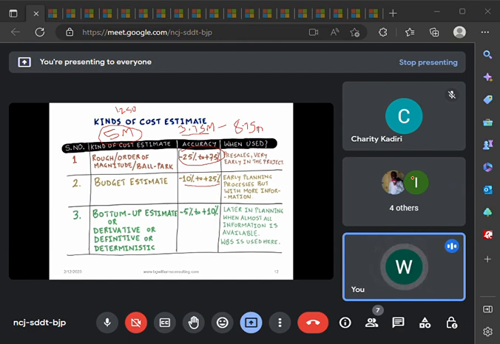You see that the magnitude, or the range or the accuracy level, reduced to -10% to +25%. Right? You see that the amount you will get will still fall within this 3.5 to 8.5. So also the third one, the bottom up estimate. This bottom up or derivative or definitive or deterministic is the same grammar.